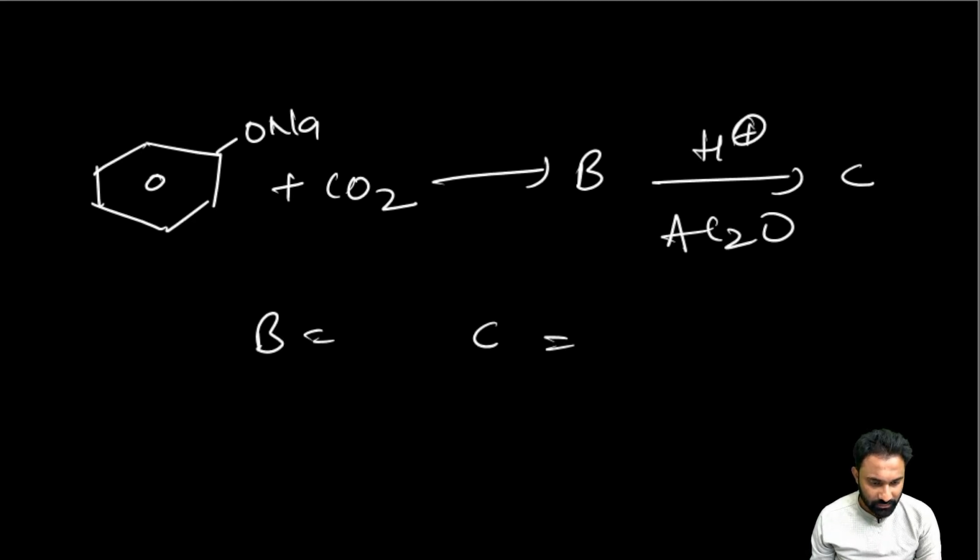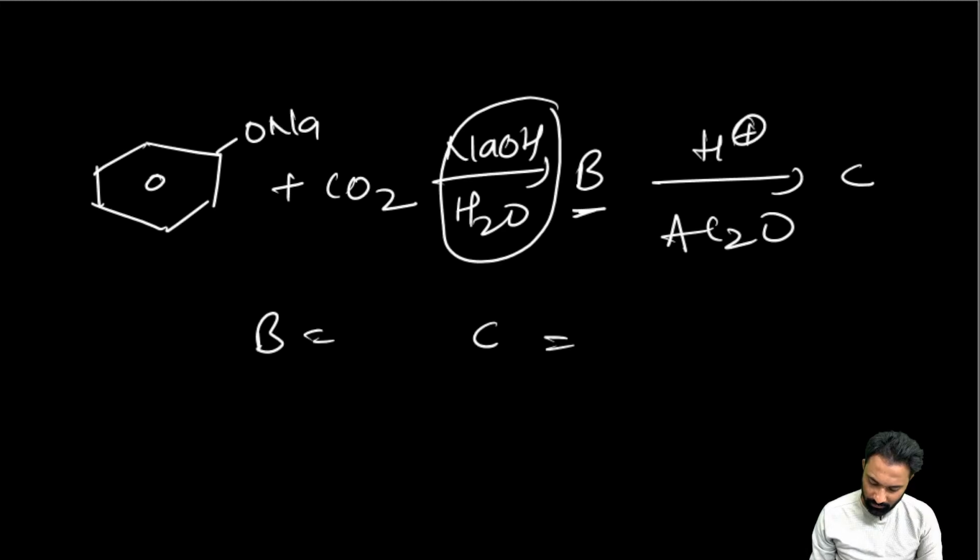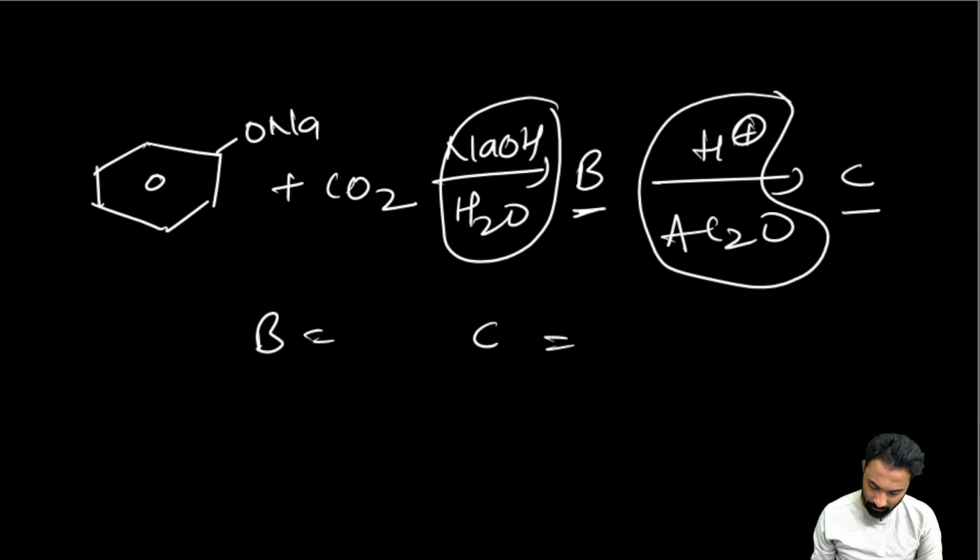In the continuation of the class: sodium phenoxide plus CO2 in the presence of NaOH and H2O gives B. These are very important conversions; they are repeatedly asked in exams. This B upon H+ and Ac2O gives C. What are B and C here?